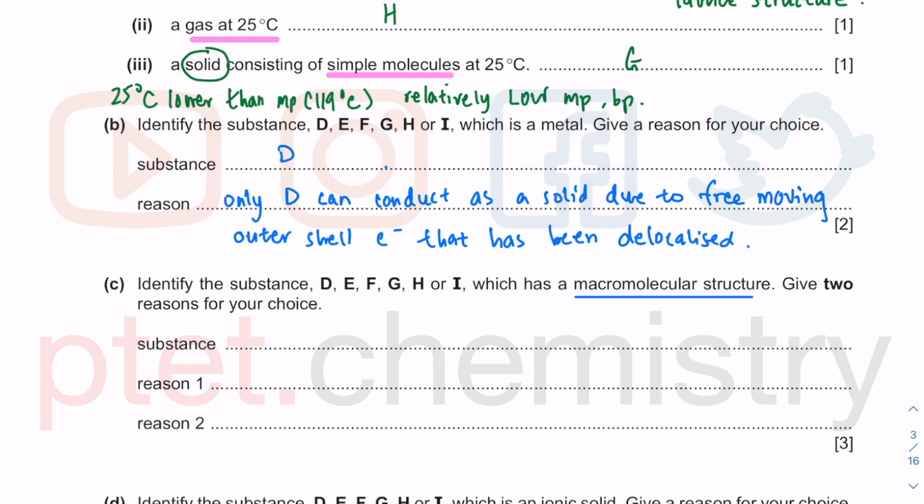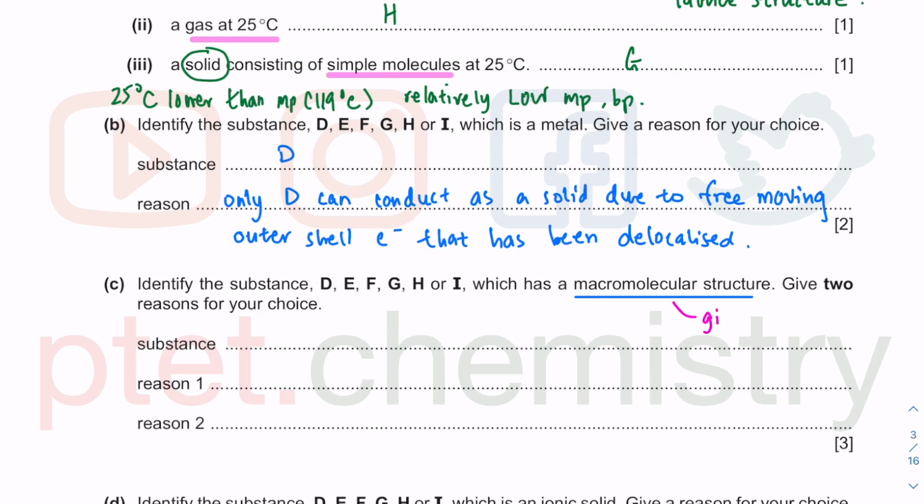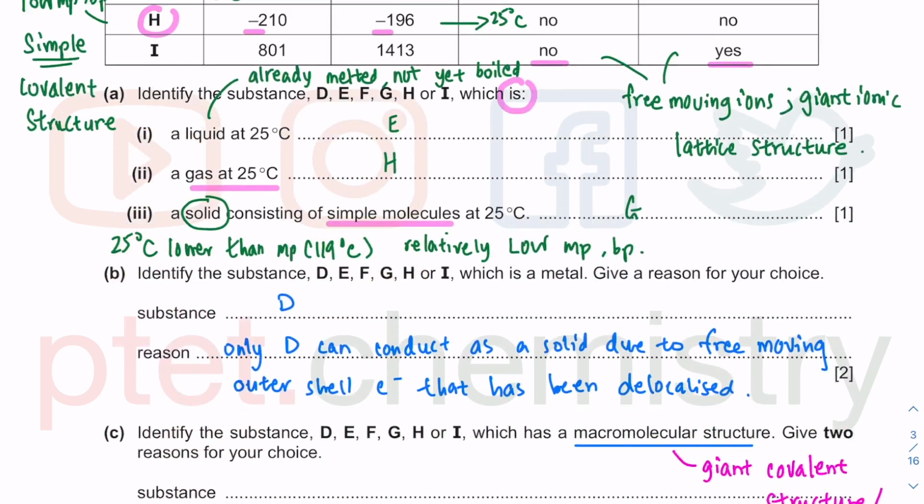This term macromolecular structure can also be interpreted as giant covalent structure. Sometimes teachers also mention giant molecular structure. So they both mean the exact same thing. Giant covalent structure, giant molecular structure. Some call it macromolecule. Not my most favorite word, but they do use it. Give two reasons for your choices.